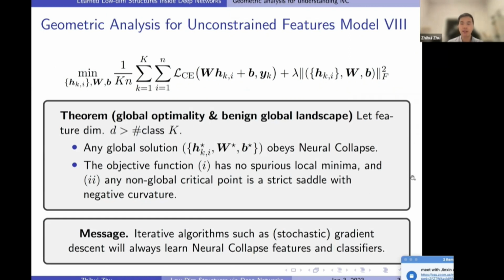Therefore, if we combine these two results together, the global optimality and the benign global landscape, then, following the results we learned in the previous lectures, we know that because of this benign global landscape, if we run iterative algorithms like gradient descent, you will almost surely converge to a local solution, which turns out to be a global solution, and which turns out to have the neural collapse properties in the features and classifiers.